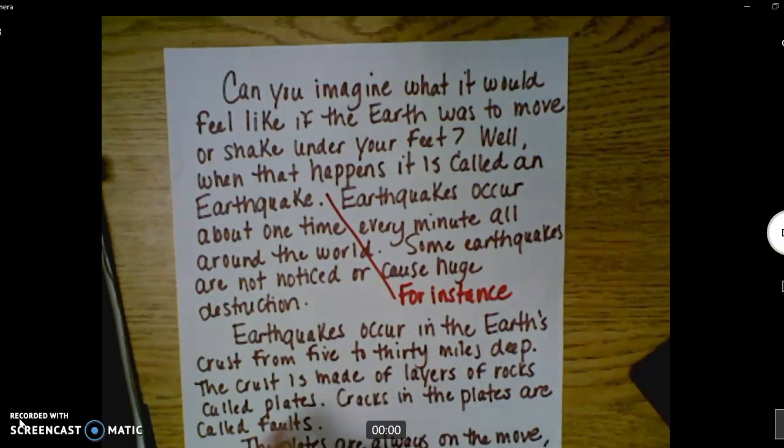So now let's reread the paragraph. Can you imagine what it would feel like if the earth was to move or shake under your feet? Well, when that happens, it's called an earthquake. For instance, earthquakes occur about one time every minute all around the world. Some earthquakes are not noticed or cause huge destruction.